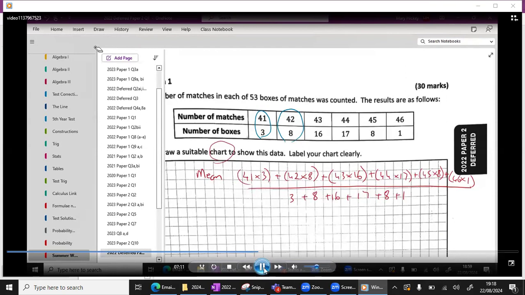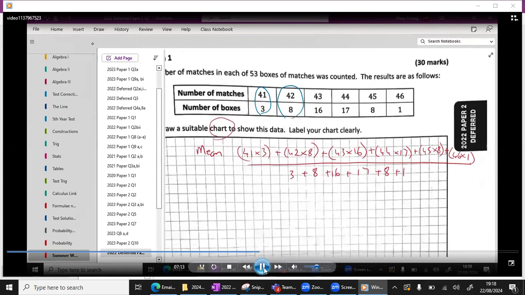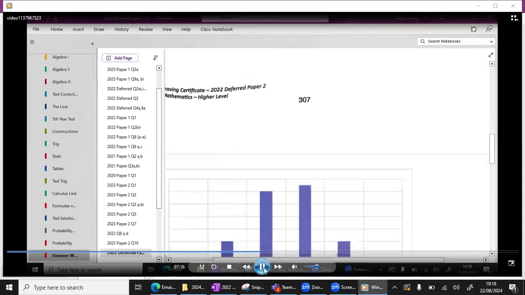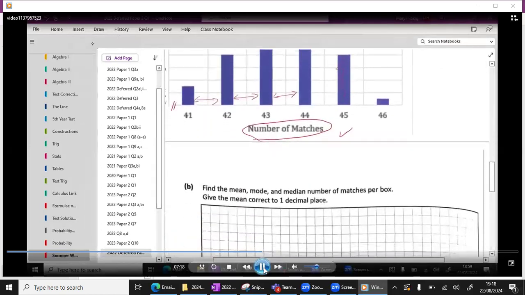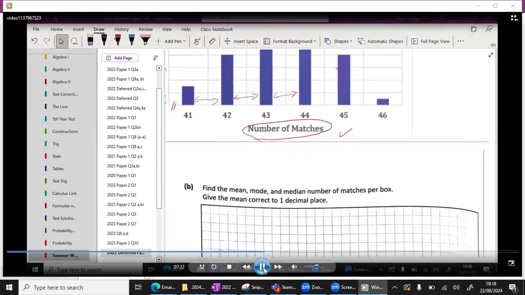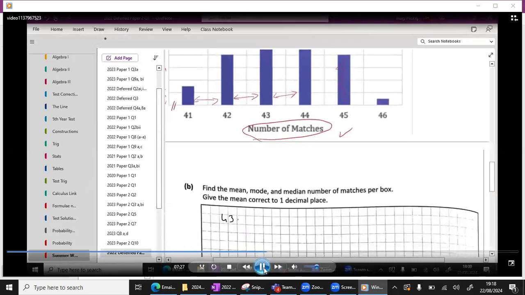Okay, so now we're asked to correct, what are we asked to do? So we're asked to correct the mean to 1 decimal place. So the mean turns out to be 43.4.